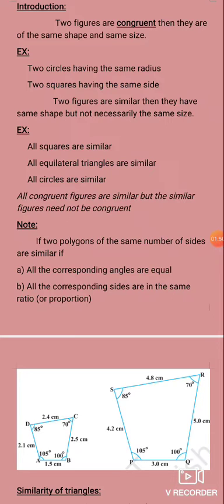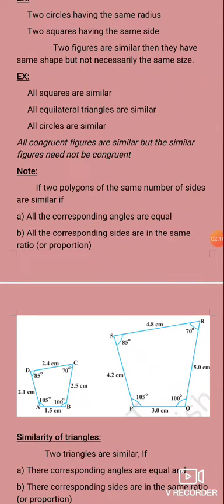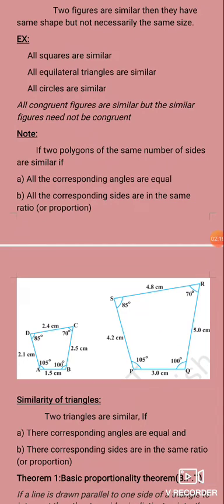Now when we consider the sides, AD by SP, that is 2.1 by 4.2, is equal to 1 by 2. Same as AB by PQ, 1.5 by 3, is equal to 1 by 2. Same as BC by QR, and also DC by SR is in the same proportion. Now listen carefully to the similarity of triangles. Two triangles are similar if their corresponding angles are equal and their corresponding sides are in the same ratio.